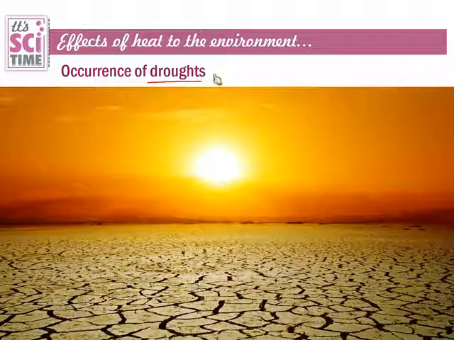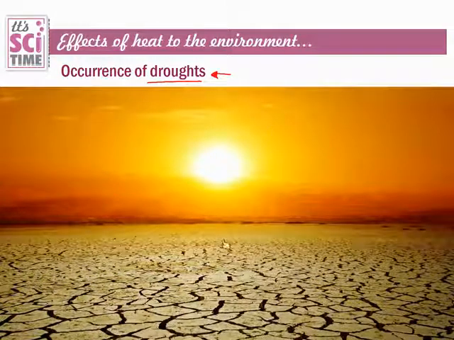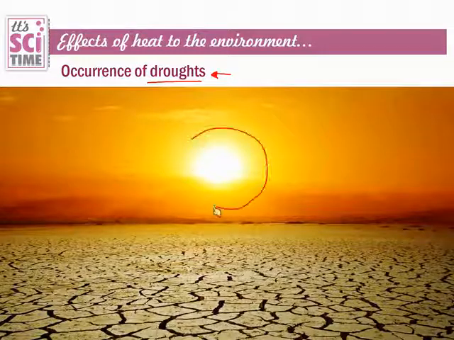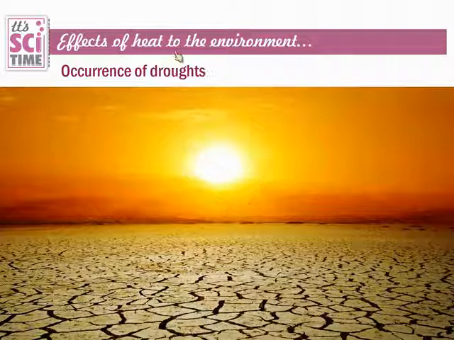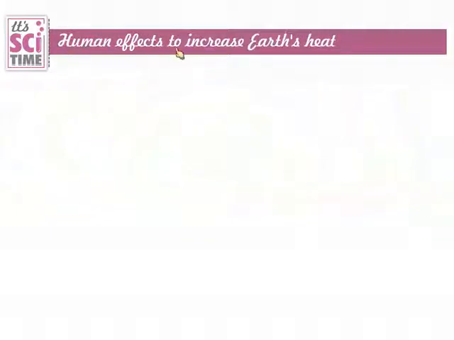The meaning of drought is a long dry period without rain. And the rainwater and the water content of the soil will reduce immensely due to the heat of the sun. So these are the effects of heat on the environment. And human beings also cause changes in the heat of our earth. These are the changes: human effects that increase the earth's heat.